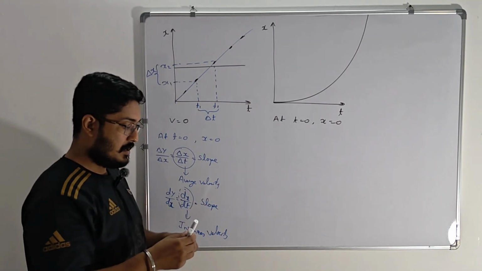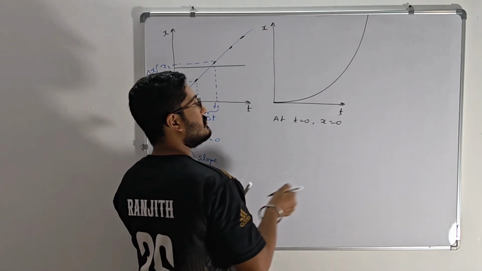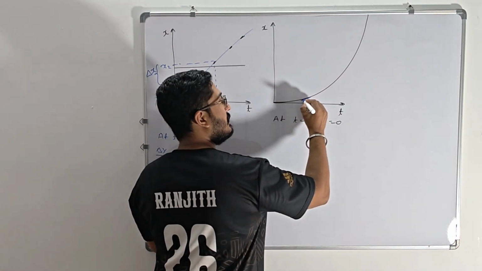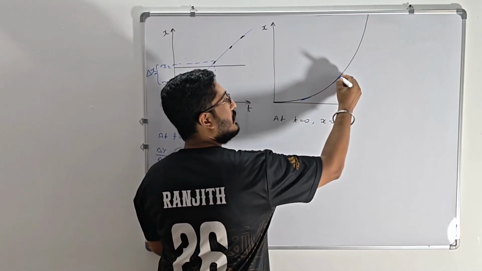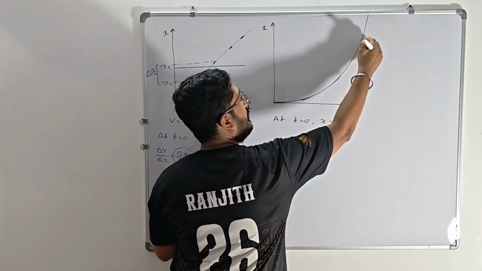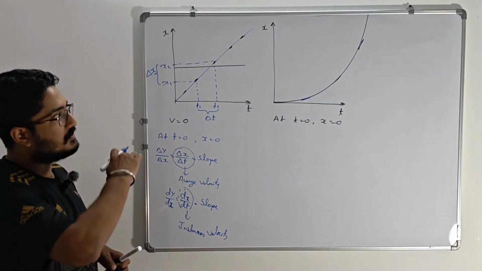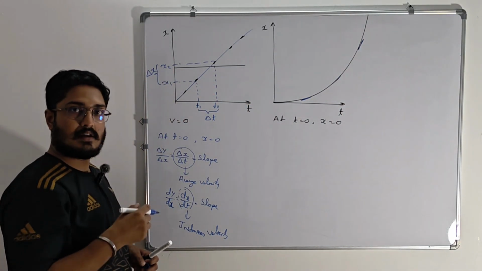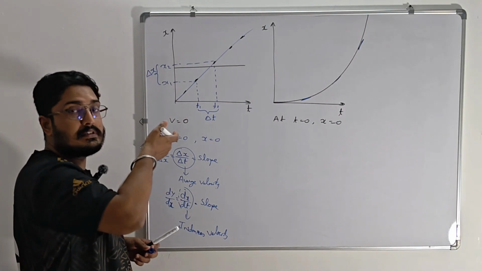Whereas when I come here, if I draw a tangent at this location, look at the orientation of the tangent. If I draw the tangent here, look how it has changed. If I draw a tangent here, look how it has changed. So the tangent keeps changing, right? What can you say about the slope of this curve?